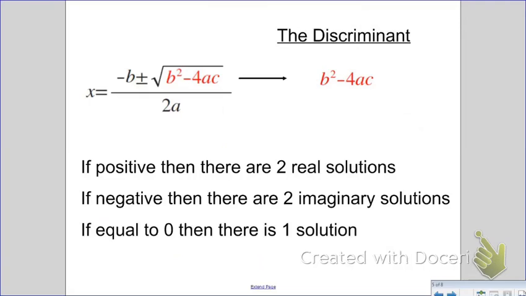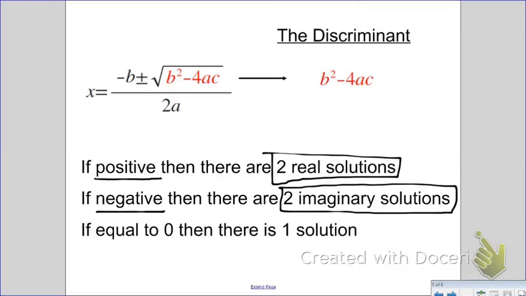What we do is after we plug in the b, the a, and the c number and work it out, we look to see, is the number positive? If the number is positive, then there are 2 real solutions. If the number turns out to be negative, then there are 2 imaginary solutions. But if it turns out to be equal to 0, then there is exactly 1 solution. The discriminant doesn't tell you the answers, instead it just tells you how many answers there's going to be and what kind of answers they're going to be.